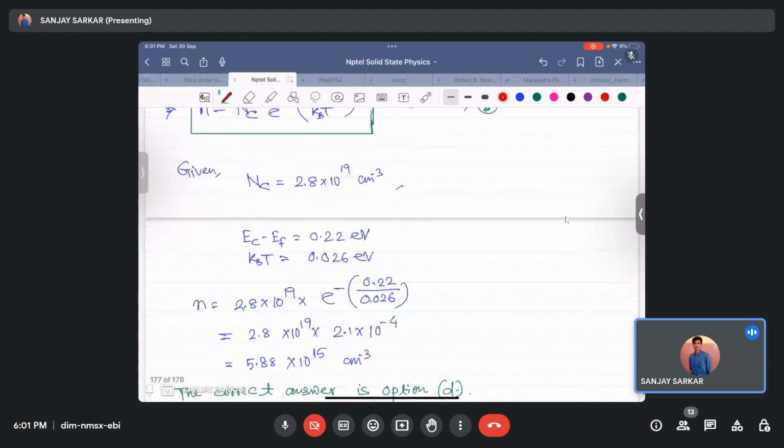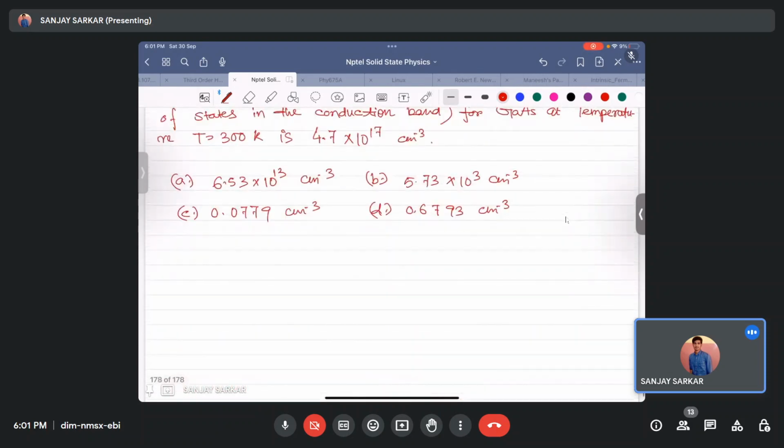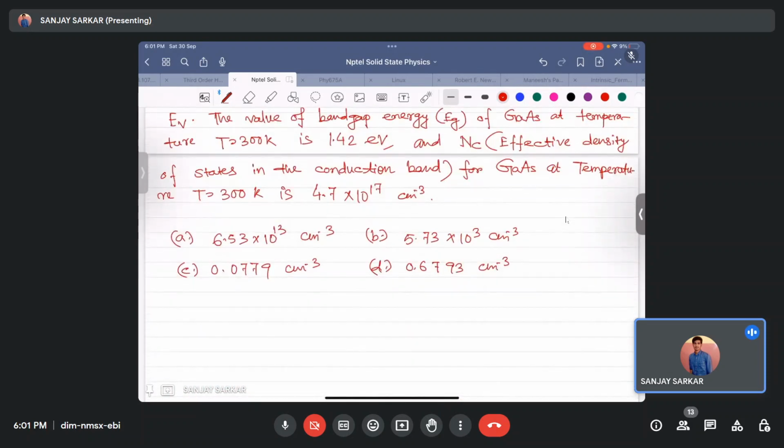So again, you need to use this formula, equation 5, and find out the answer of this problem. So this is almost the same question as the above question. Please find out and let me know. There are so many problems we need to solve, so please do it early.